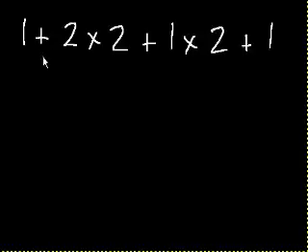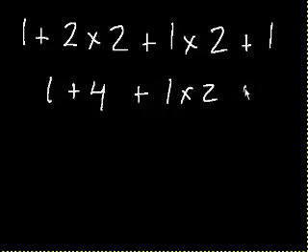We do multiplication first. So let's start with this multiplication right here, 2 times 2. Well, that's 4, so we get 1 plus 4 plus 1 times 2 plus 1. We still have another multiplication in this expression.